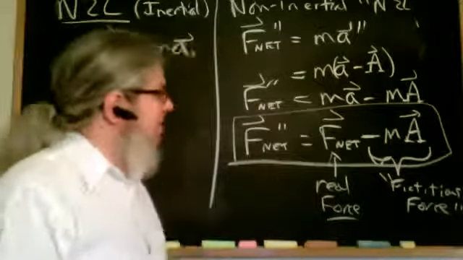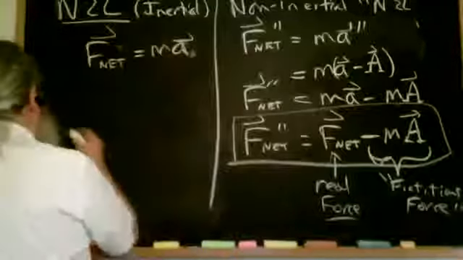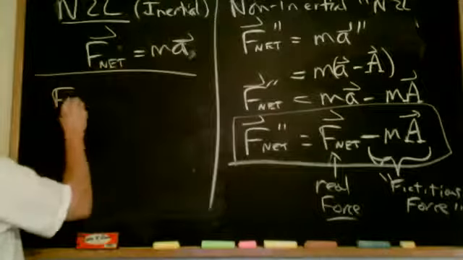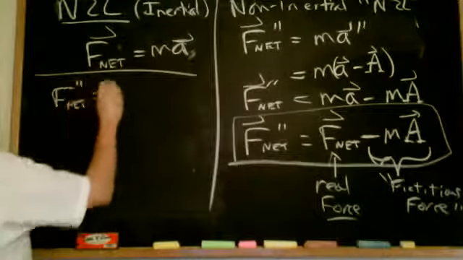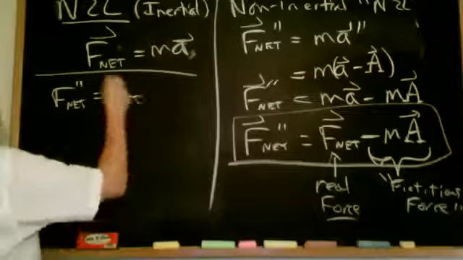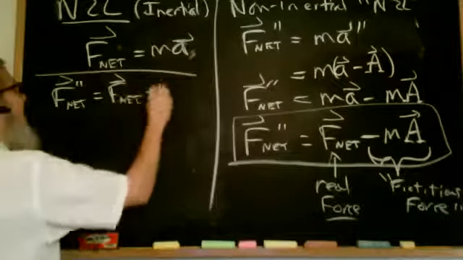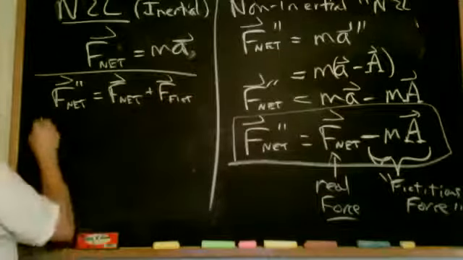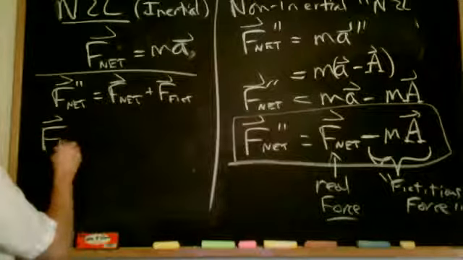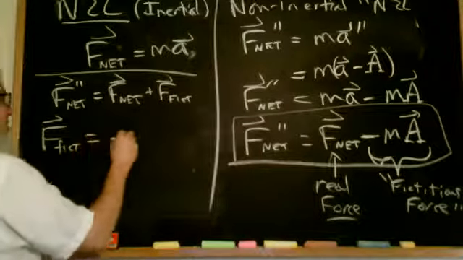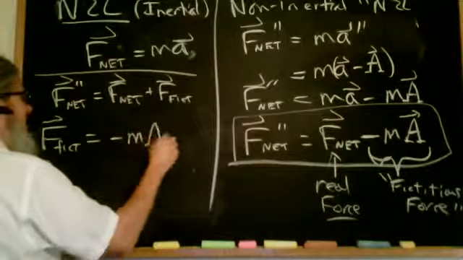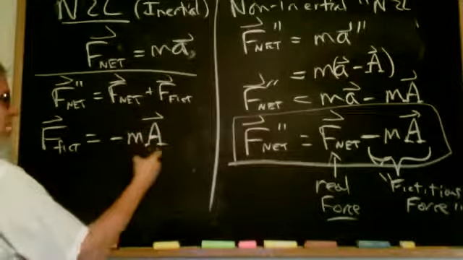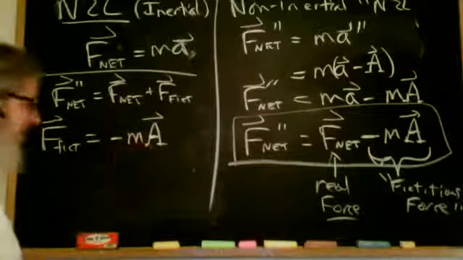What are the qualities of the fictitious force? So if I say F net in an accelerating reference frame is equal to F net in an inertial reference frame plus a fictitious force, F fict, what are the characteristics of the fictitious force? It has a magnitude of negative m times a, and its direction is opposite to the direction of the acceleration.